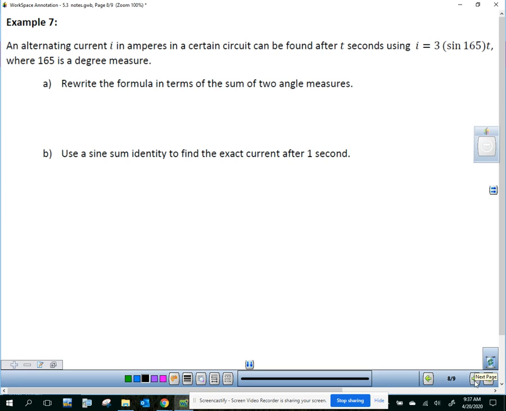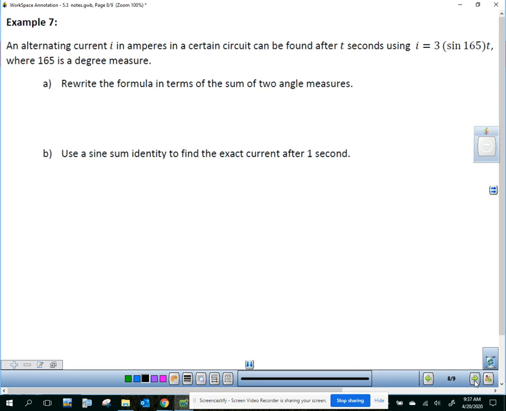All right, on to example 7. It says an alternating current I in amps in a certain circuit can be found after t seconds using I equals 3 times sine of 165 times t, where 165 is a degree measure. It wants us to rewrite the formula in terms of the sum of two angle measures and then use the sine sum identity to find the exact current after 1 second.